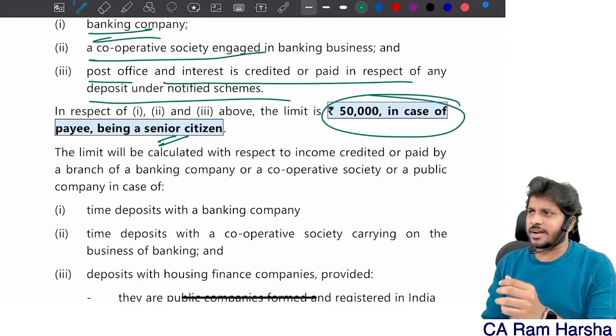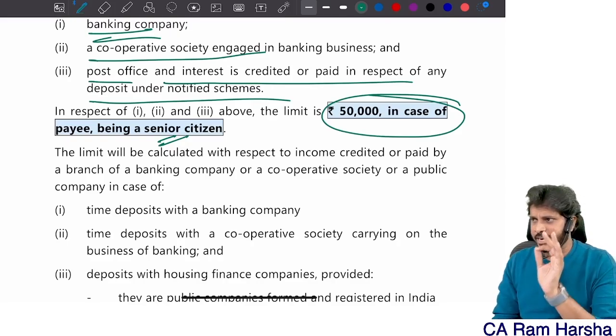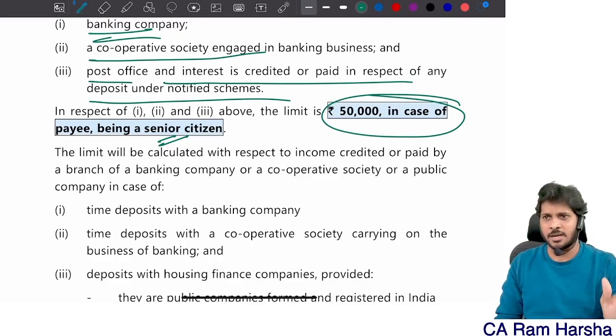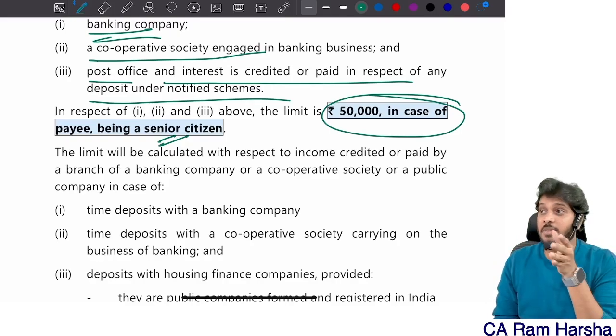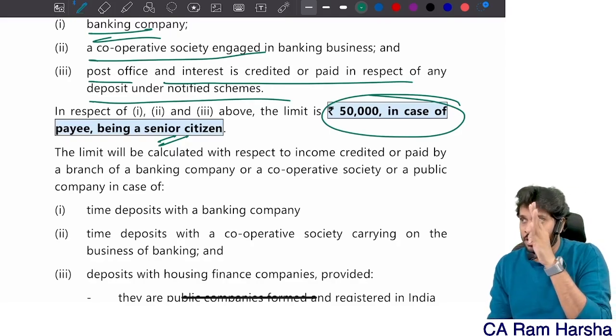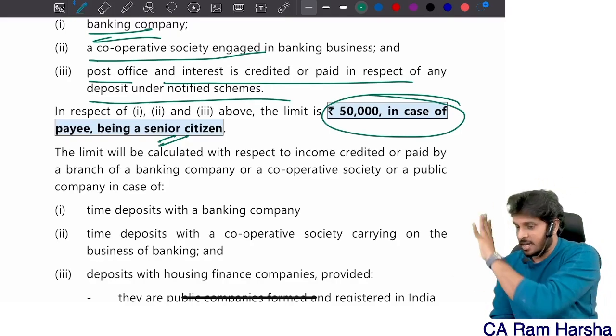First exemption under 194A is what? Generally on interest, whatever interest you are paying, flat 10%. However, if the interest amount is not exceeding 5,000, no TDS. If the bank is paying interest, the threshold limit is 40,000. Senior citizen threshold limit is 50,000.